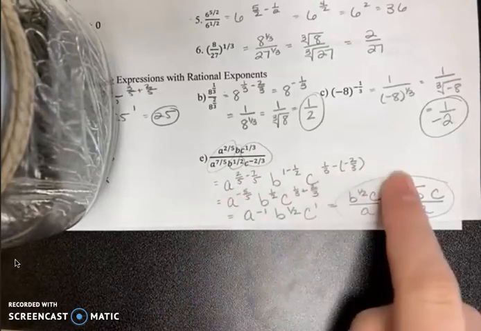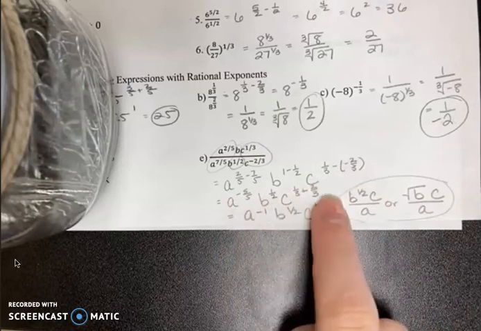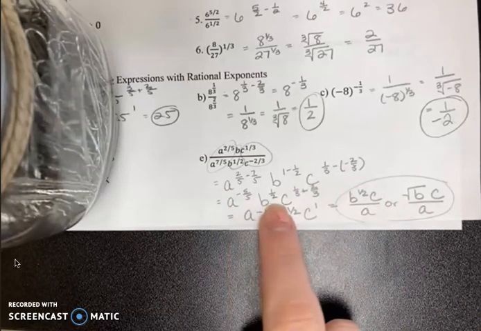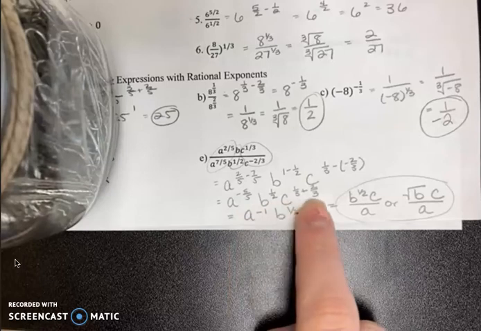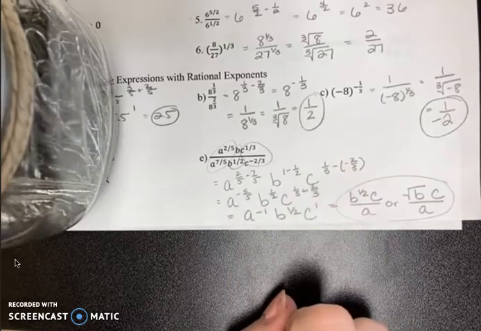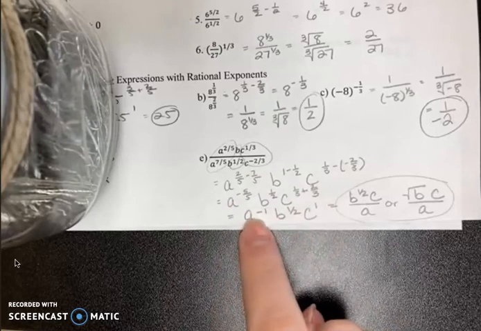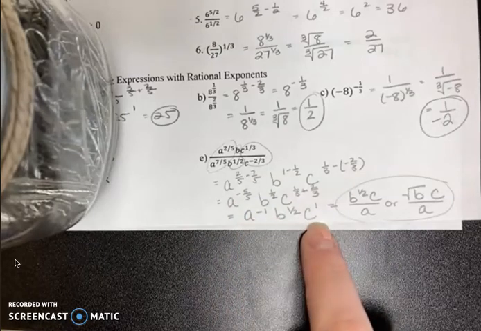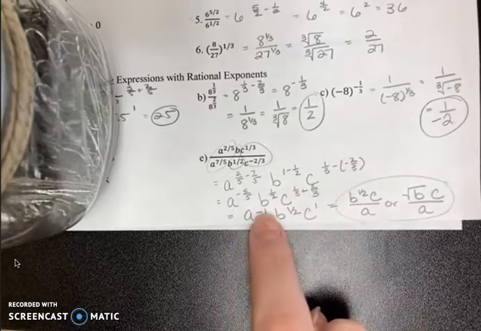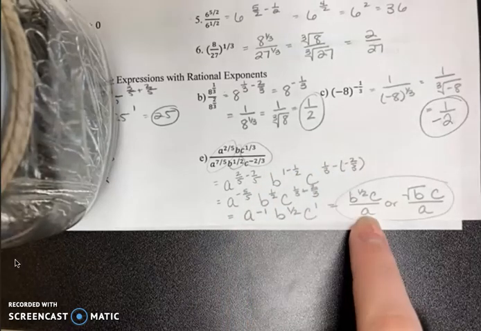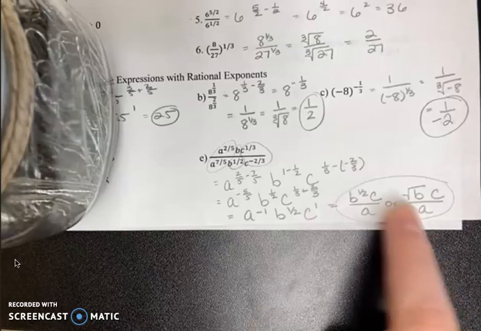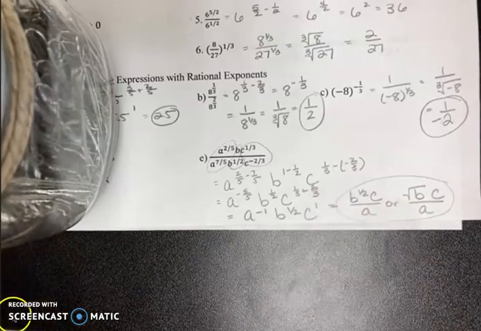So I wrote that step here, and then I went ahead and subtracted, which gave me a to the negative 5/5, b to the 1/2, c to the 1/3 plus 2/3, because there was a sign change. Cleaning that up, I got a to the negative 1, b to the 1/2, c to the first. But this is still not acceptable because of that negative exponent, so I had to move it down. And you could have rewrote it as the square root of b, but you didn't have to. Both of these are acceptable answers.